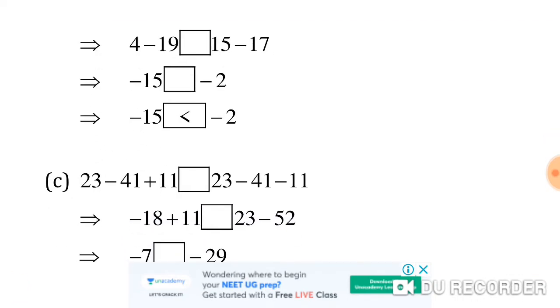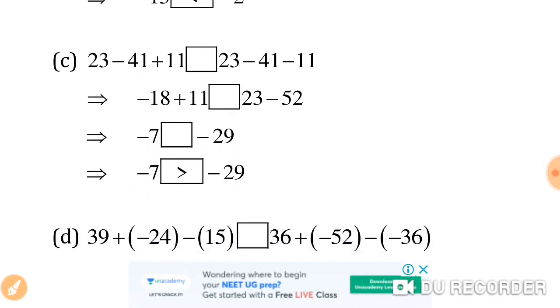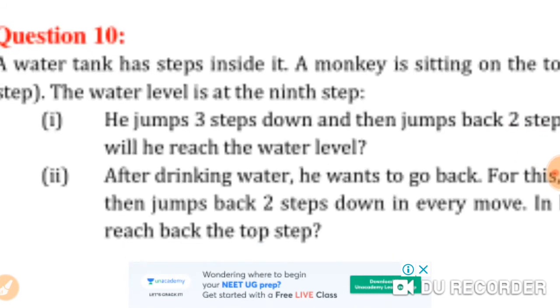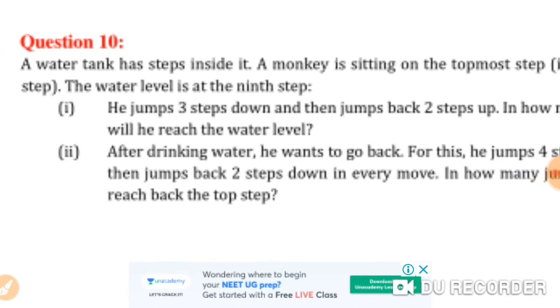Okay. If this is the case, which is the bigger number here? Both are negative, so the numerically smaller negative will be the greater. So that's why minus 15 is less than minus 2. Okay. Now in the same way we can check C, D and E. So I will go for the last question.